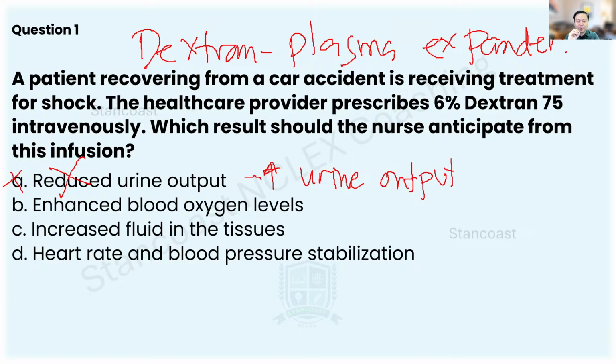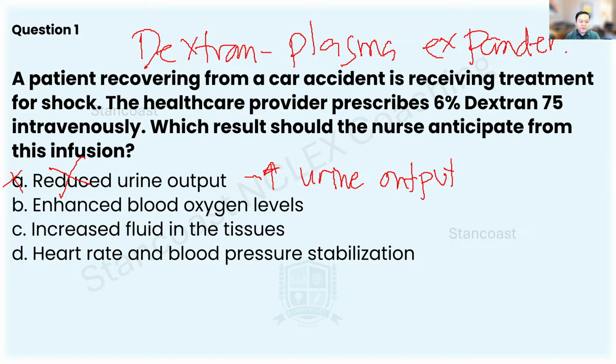Again, this is not the primary effect of the dextran. It will allow an increase in the circulating volume in the blood vessels. If you had answered letter B, enhanced blood oxygen levels, is that the correct answer? The goal of the therapy is not to increase the oxygen levels, right? There is going to be an increase in the plasma volume instead. It will stabilize the circulating fluid volume.